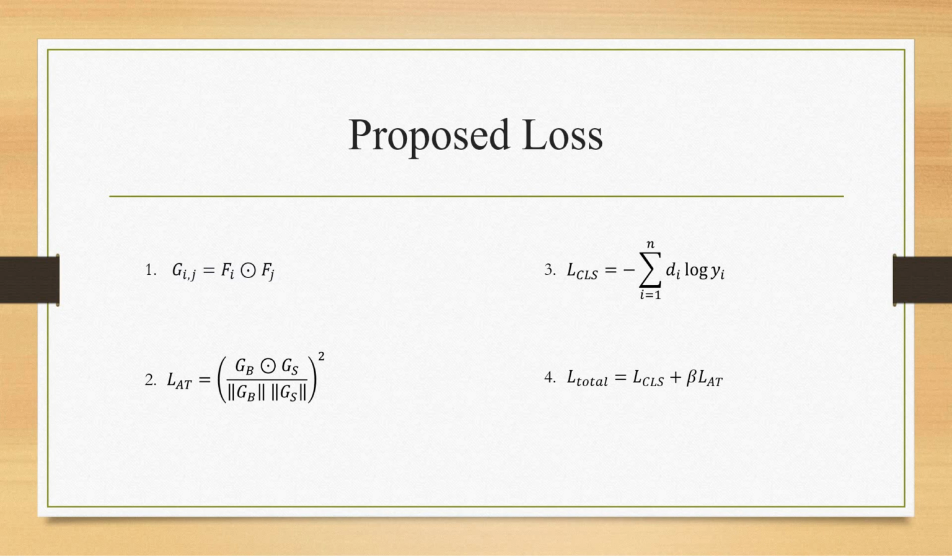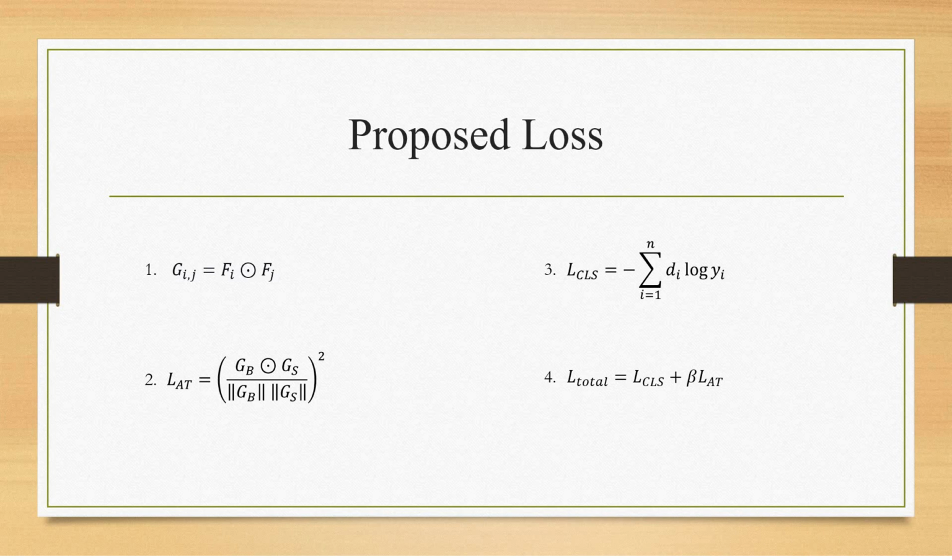The Gram matrix is defined as in the first formula, where Fi and Fj are the vectors related to the channel dimensions i and j. Then the Gram matrices related to the sub-branch and the main branch are compared with each other using cosine similarity, and the TNT loss is defined as in the second formula, where GB and GS are the Gram matrices corresponding to the feature maps of the student and the teacher.